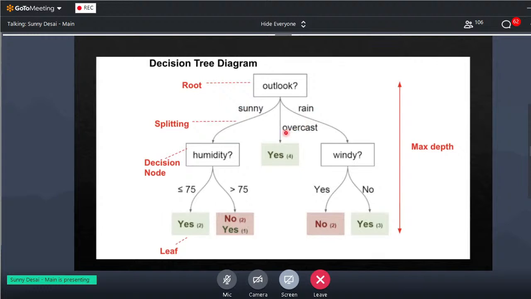Is this clear to you all? Can you please all confirm on the chat box? Is this clear to you all?